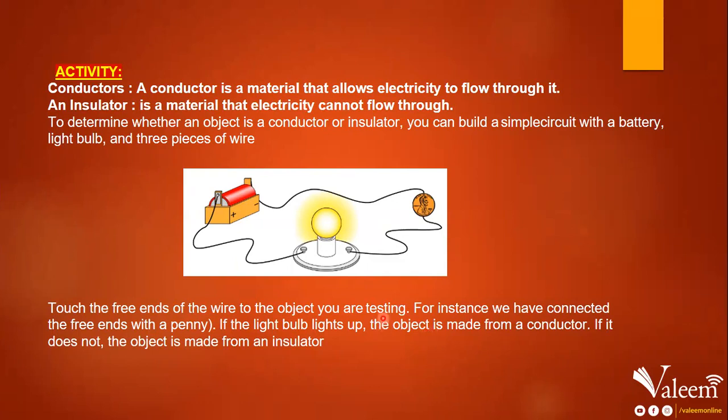Then you are going to touch the free ends of the wire to the object you are testing. For instance, we have connected the free ends with a penny. As you can see here, if the light bulb lights up, the object is made from a conductor. If it does not, the object is made from an insulator.